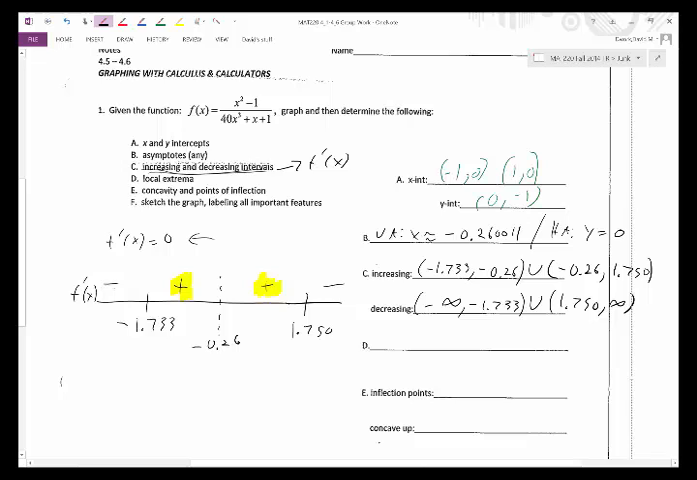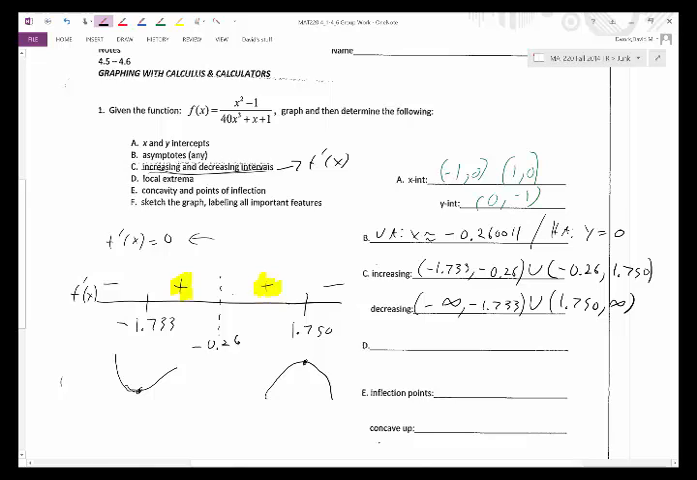So if we know from here our graph was going down, it was decreasing, and then we know at negative 1.733 our graph started increasing, then we know we had a local min. And similarly here we know our graph was increasing going to decreasing, so we know we had a local max. And then here at the asymptote we went from positive to positive. It's an asymptote, so there's nothing there.